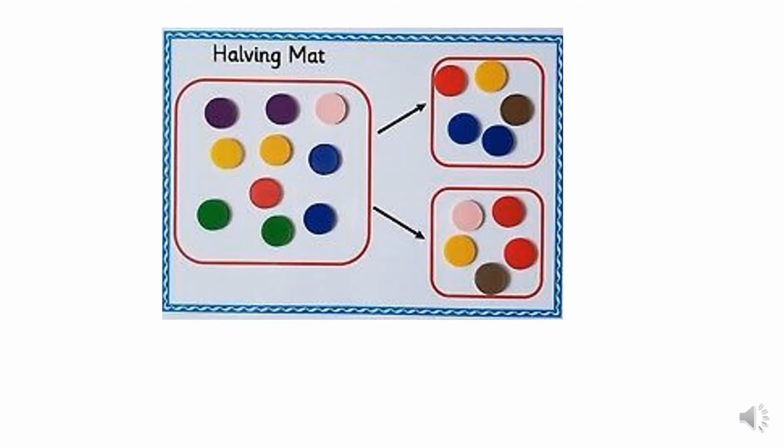So looking at the halving map, we've got a part whole. When I look at the whole, I've got a number there. And what I've done is I've halved the amount of counters so that each part has the same amount. I've got 10 in my whole, and I've got 5 and 5 in my parts because half of 10 is 5. So 10 divided by 2 equals 5.